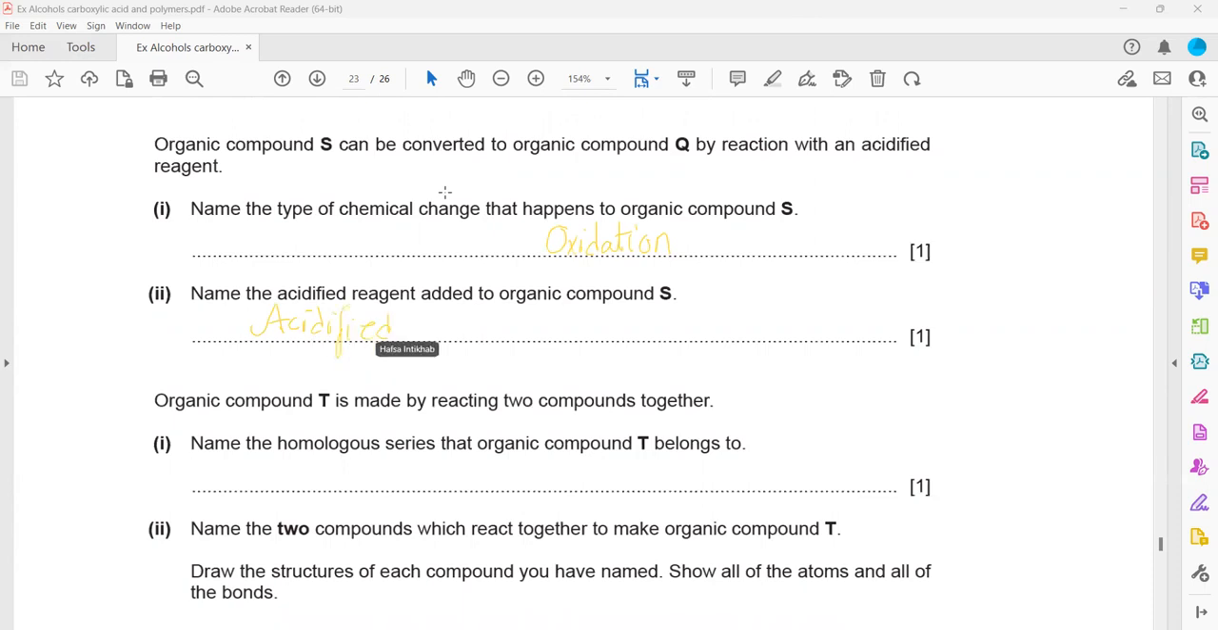So, what is the name of acidified potassium manganate? You can simply write it, and don't forget to write the oxidation number of the manganate, which should be 7.